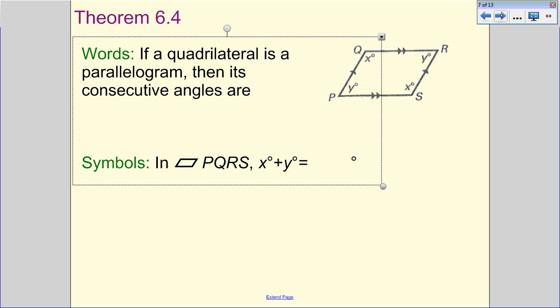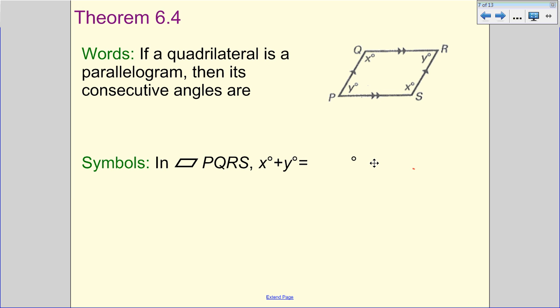If we take a look at theorem 6.4, what theorem 6.4 says is if a quadrilateral is a parallelogram, so we've got these opposite sides being parallel, then its consecutive angles are supplementary. What that means is that angle X plus angle Y is equal to 180 degrees. Remember, supplementary meant that it made a straight angle.